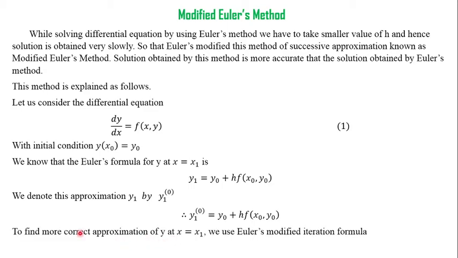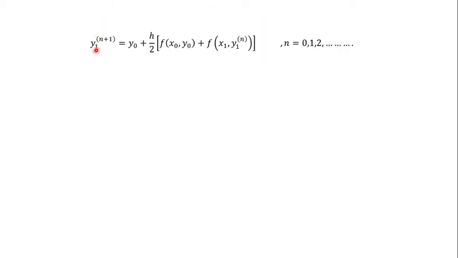Now, to find a more correct approximation of y at x equal to x1, the Euler's modified iteration formula is: the (n plus 1)th approximation of y1 is y naught plus h by 2 in bracket f at x naught, y naught plus f at x1 and the nth approximation of y1. So here is a change, because the previous formula was h f at x naught, y naught. Here Euler added this more term, f of x1, and instead of y1 we have the nth approximation of y1, for n equal to 0, 1, 2, etc.